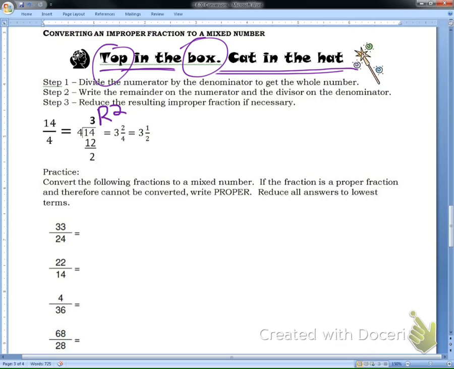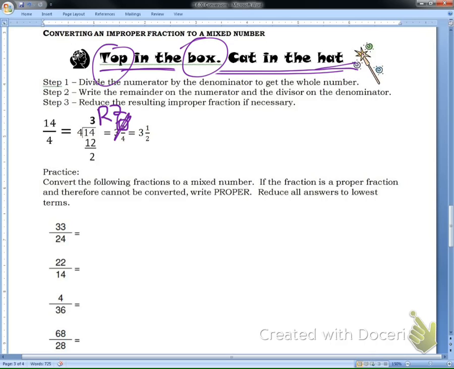What you will do with a mixed number is instead of writing it as a remainder, you take that remainder and write it as a fraction. So the remainder becomes your new numerator, or the top, or the hat of your fraction. That's where I get the cat in the hat. Just a simple little rhyme to remember what to do with that numerator. It becomes the hat of the fraction.